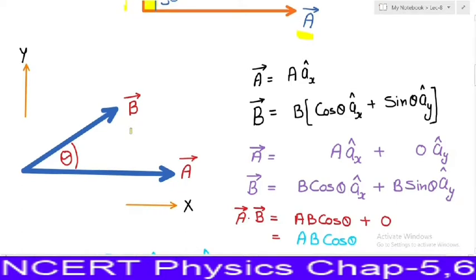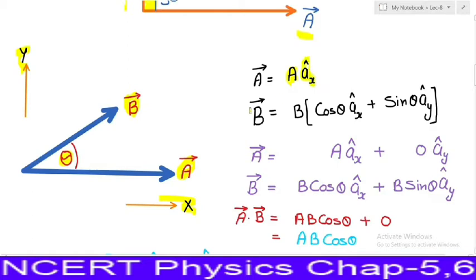For this we take same example. Suppose this is vector A and this is vector B and angle between them is theta. We assume this is x-axis and this is y-axis, and now we write vector A and vector B in the form of ax cap and ay cap. Vector A is purely in x direction, so we can write vector A is equal to magnitude of vector A, that is A, into ax cap.